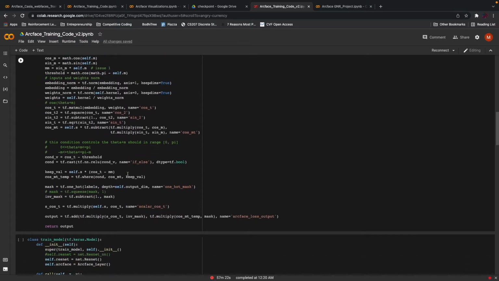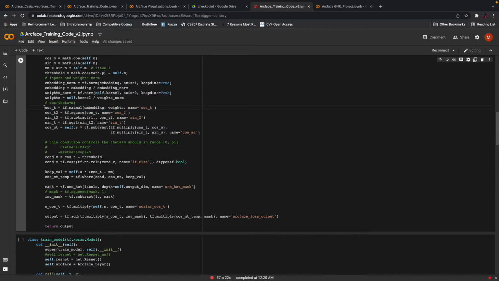So instead, in the third-party implementation, what you essentially need to do is find theta, add an angular margin to it, and then take cos of it again. Instead, they just use the cos formula: cos(A+B) equals cos A cos B minus sin A sin B.